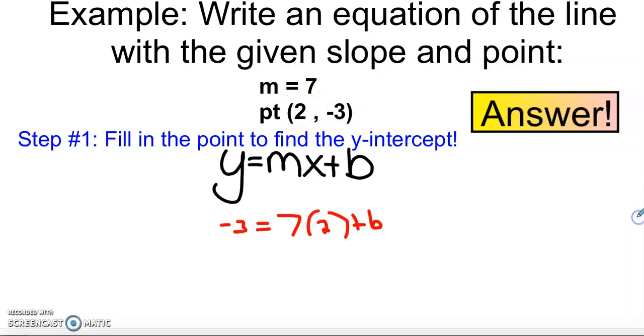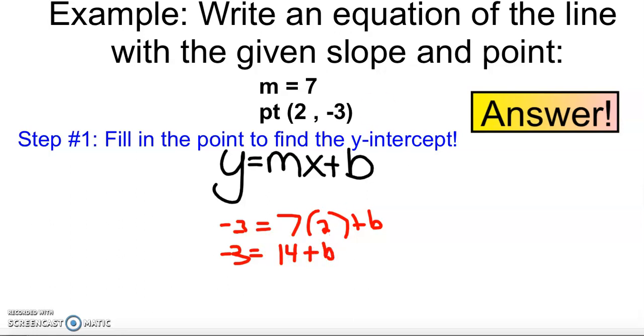All we need to do is plug it in. So -3 goes for y. Our slope is 7. 2 is our x, so we're going to try to calculate our b. So -3 is -3. All right, 7 times 2 is 14. And our b is just our b.